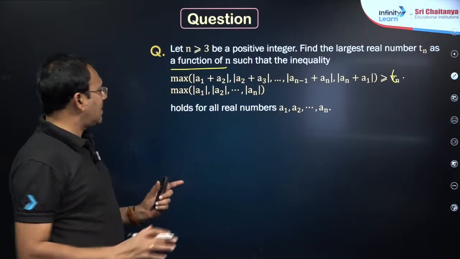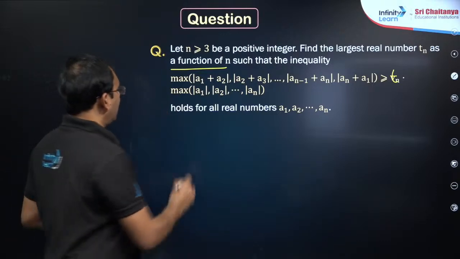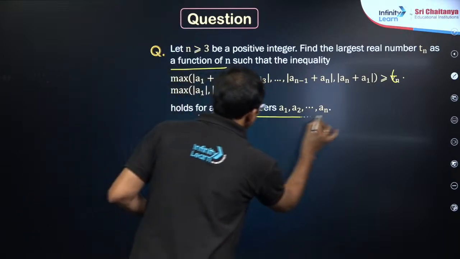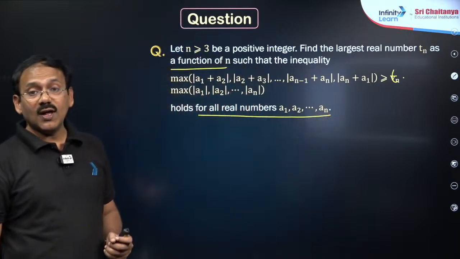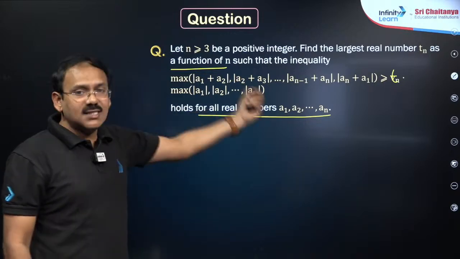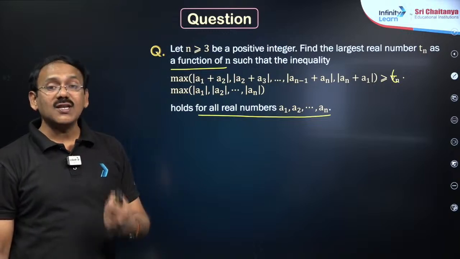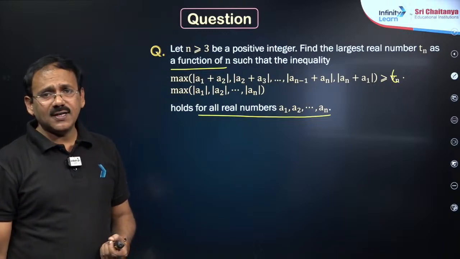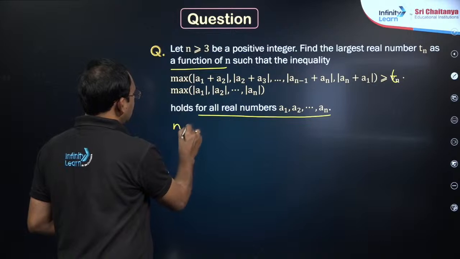Now, to understand it clearly, this very important point holds for all real numbers a1, a2, an. This inequality must hold for all real numbers a1, a2, an. Such a maximum Tn you have to take, right? What is that Tn? Case 1, my dear friends, suppose n is even.